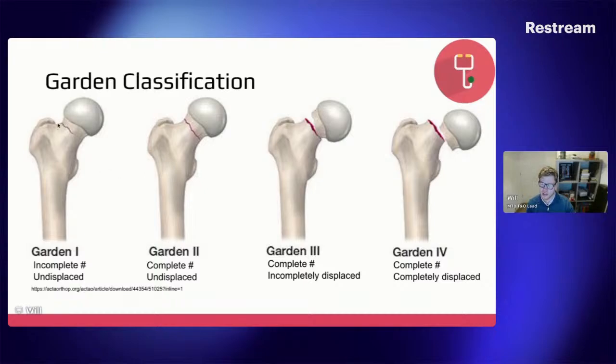So Garden 1 is an incomplete fracture that is undisplaced. A Garden 2 fracture is complete and undisplaced. A Garden 3 fracture is a complete fracture that is what's called incompletely displaced. This means there is still a portion of the femoral head that is in contact with the femoral neck, as opposed to a Garden 4, which you can see here, where it's clear there is a complete fracture and the fracture is completely displaced, in that there is no communication between the femoral neck and the remainder of the femur.